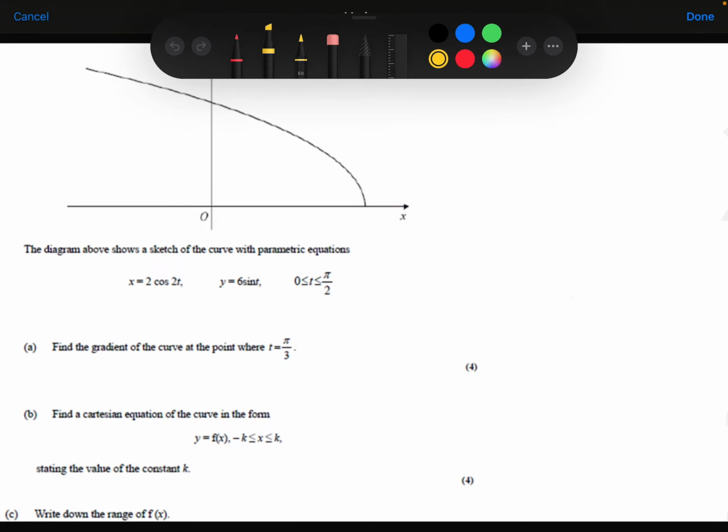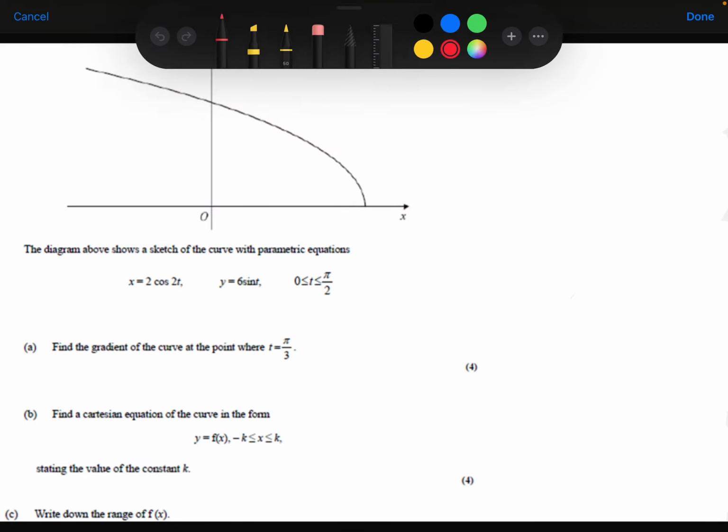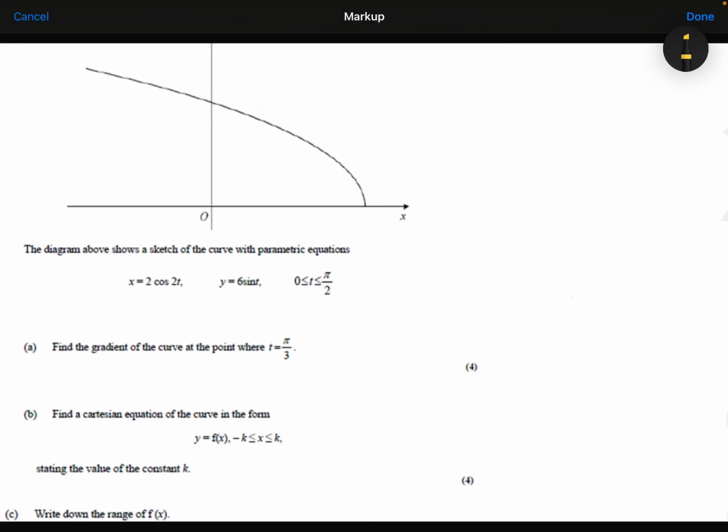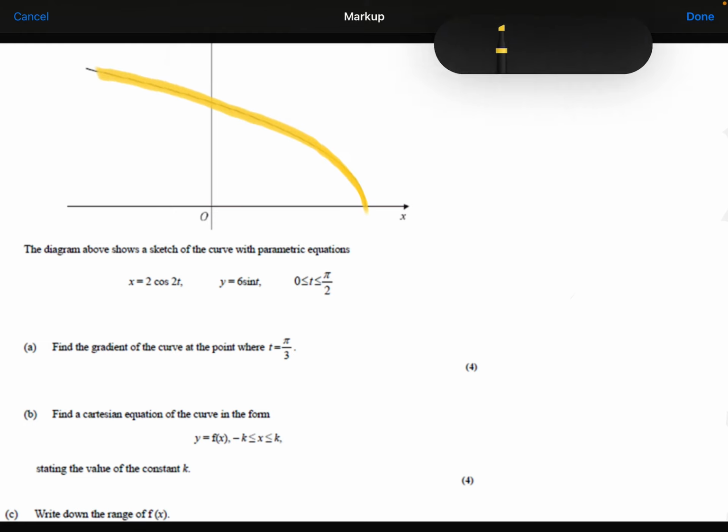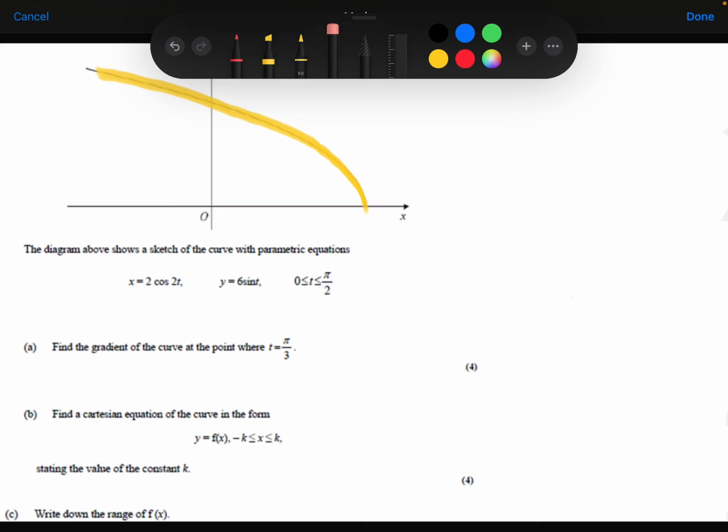Right, part C of this question. Write down the range of f of x. Range is the y values. So let's look at the curve here. The curve value is like this. So the lowest the y value can possibly be is the y value here, and that's where y is equal to 0. The biggest the y value can be, well, the biggest the y value can be up here.